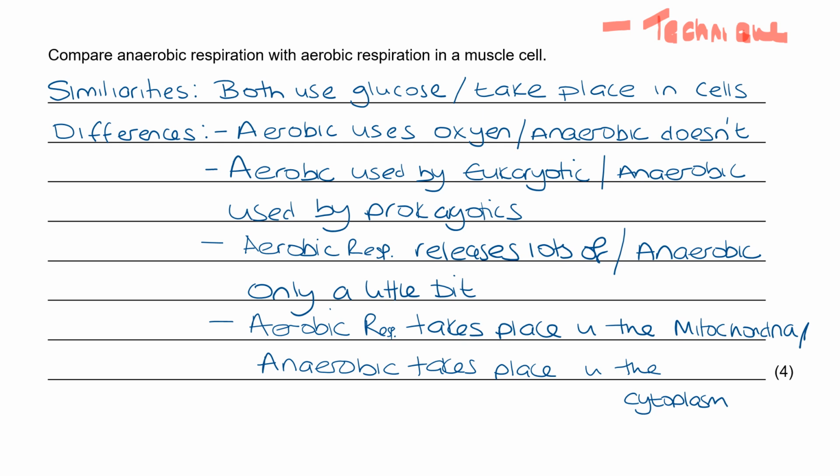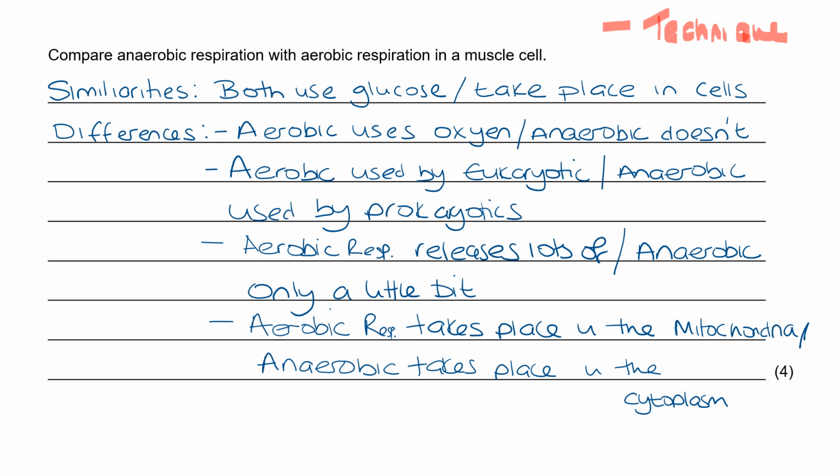There are 2 similarities. Both of them use glucose and both of them take place in cells. There are 4 differences that you need to be able to recall. Aerobic respiration uses oxygen, and a good connective here would be whereas anaerobic respiration doesn't. Secondly, aerobic respiration is used by eukaryotic cells. However, anaerobic respiration is used by prokaryotics.